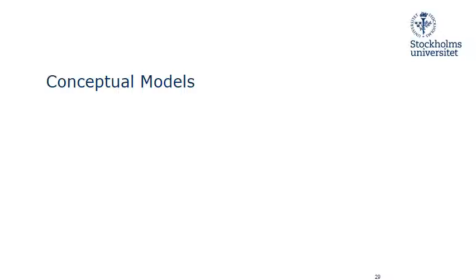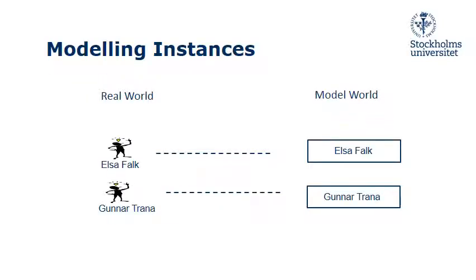Let's now go to the conceptual model and discuss what we do when we create conceptual models. One way to describe that is to think about the instances in the real world, and you can model them. For example, we can model Elsa Falk and we can model Gunnar Trana. So we're modeling instances in this case. But usually when you're creating a conceptual model, you don't model instances. You model groups of instances. You model classes.